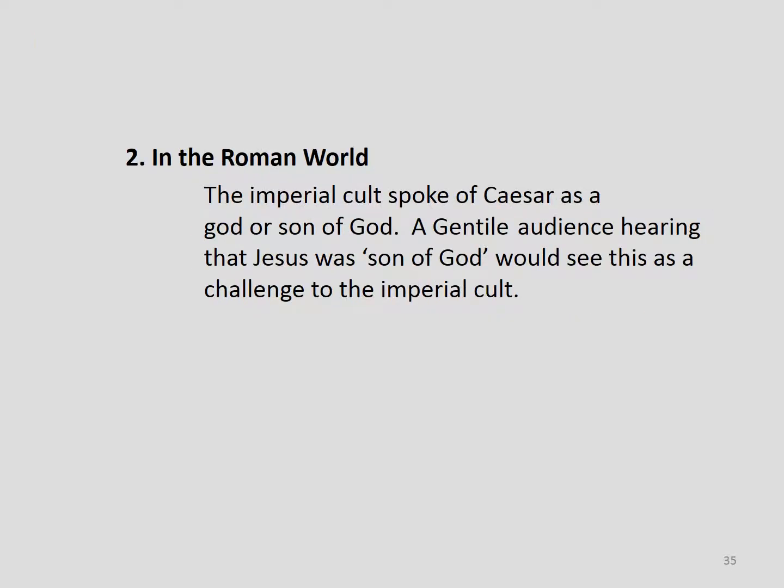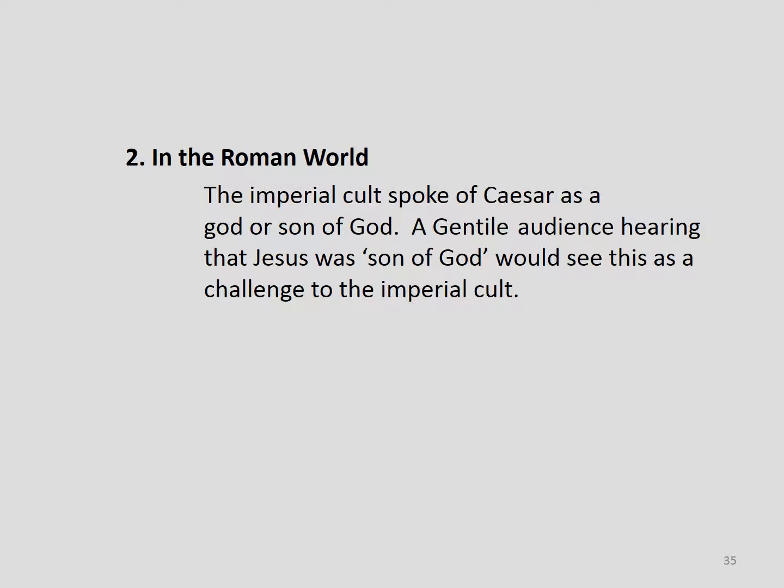So in the Roman world, Son of God takes on a whole new meaning. The imperial cult spoke of Caesar as a god or son of God. A Gentile audience, hearing that Jesus was Son of God, would see this as a challenge to the imperial cult itself. Julius Caesar was declared by the Senate to be divine after his death. And that meant that the adopted son, Augustus Caesar, was the Son of God, the son of Julius Caesar.